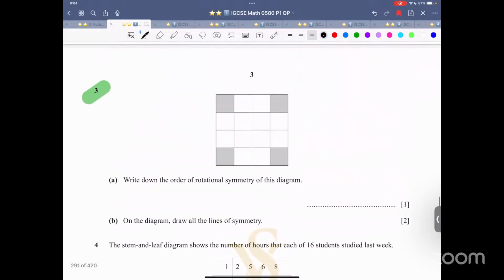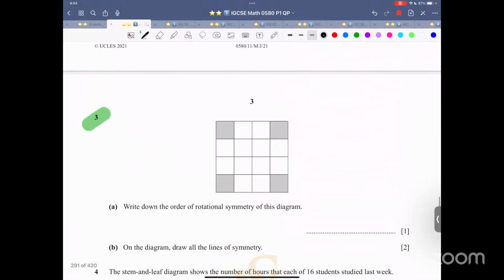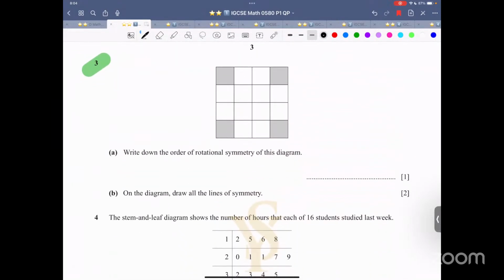And over here, yes, this thing. Write down the order of rotational symmetry. There are 4 corners and these are shaded. So that's very simple. The order of rotational symmetry is 4. Because if I label this as A, B, C, D, and this is the center, and if I move it, A will go to B, B will go to C, C will go to D, D will go to A, and so on.